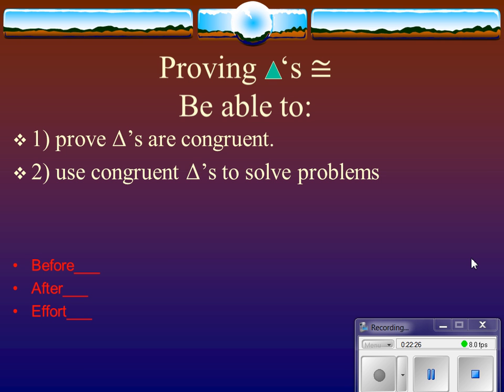But what we're going to cover today is some math people a long time ago went through and figured out: hey, there's shortcuts to this. You don't have to prove all six parts in one congruent to all six parts in the other. What you can do is use these shortcuts to get to that. So we're going to learn those and be able to use those congruent triangles to solve problems.